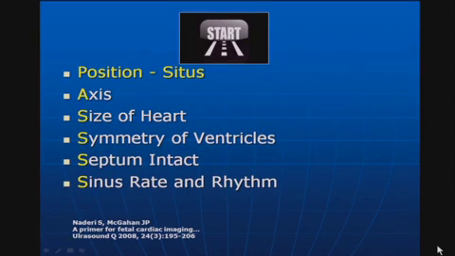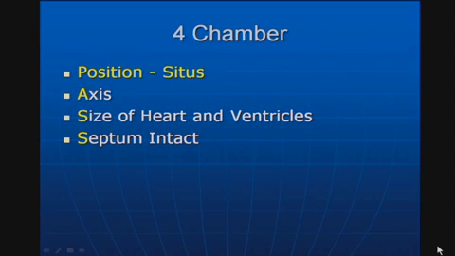There's an acronym called PASS, and I'm going to talk a little bit about that, and that's really the start. We start with the four-chamber view of the heart, and I've broken that down into four separate letters. The first is P for position, or the situs of the heart, A for axis of the heart, then S for the size of the heart and the ventricles, and then finally another S for whether the septum is intact or not.